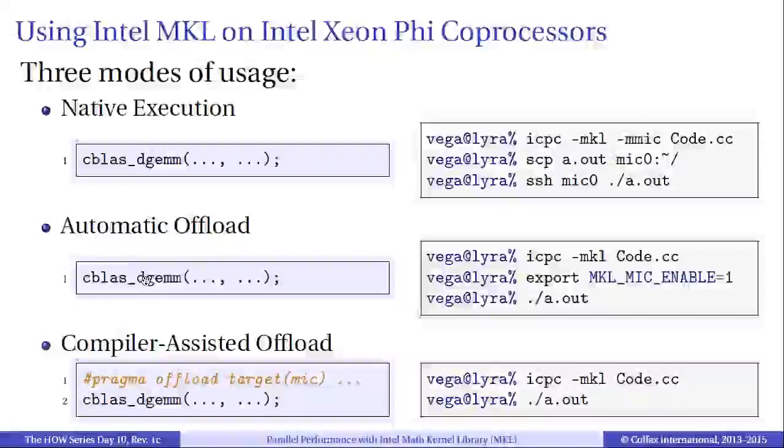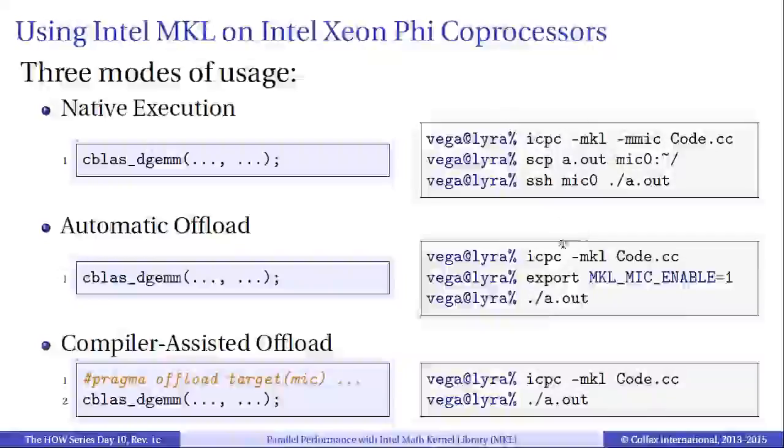For a small problem, offload may be too expensive because you spend a lot of time transferring the data, and the benefit that you get from Xeon Phi is not significant. So MKL will check for the problem size, and if the problem size is large enough, according to some heuristic analysis built into MKL, then it will do automatic offload. Otherwise, the code will run on the host.